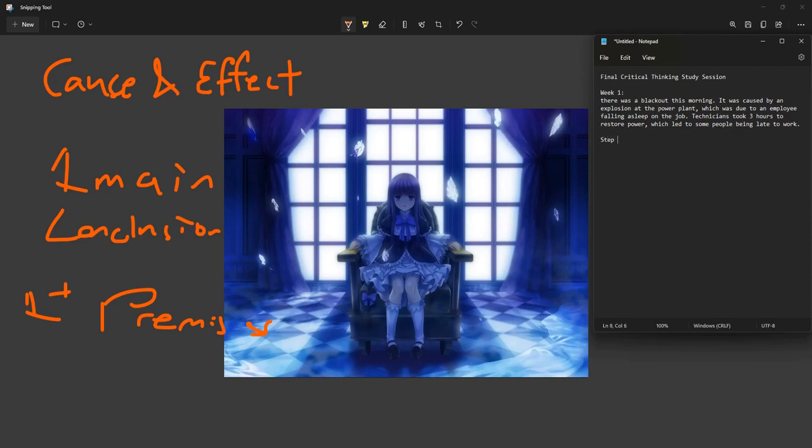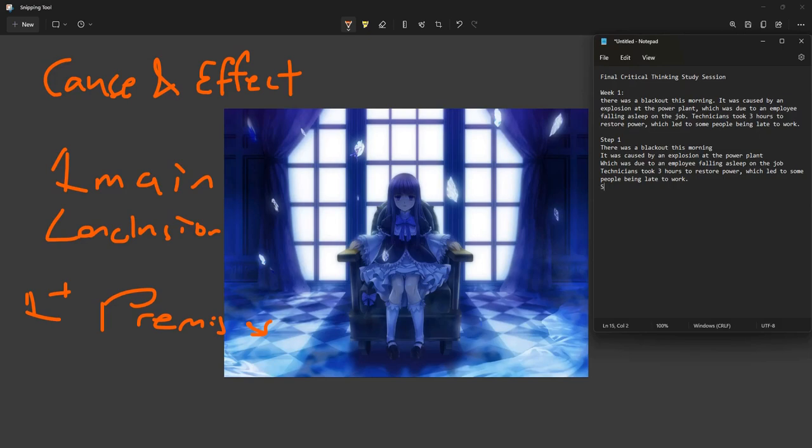Step one, we need to separate the clauses based on their logical independence. Please note that I said C-L-A-U-S-E-S and not C-A-U-S-E-S. Clauses. Said clauses are: there was a blackout this morning. It was caused by an explosion at the power plant, which was due to an employee falling asleep on the job, and technicians took 3 hours to restore power, which led to some people being late to work.